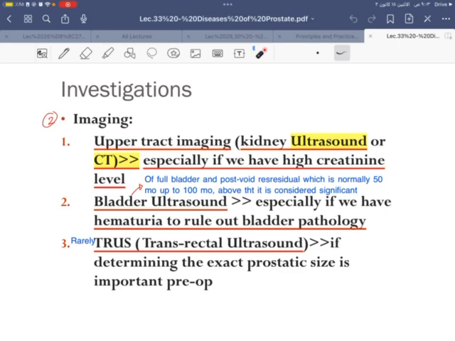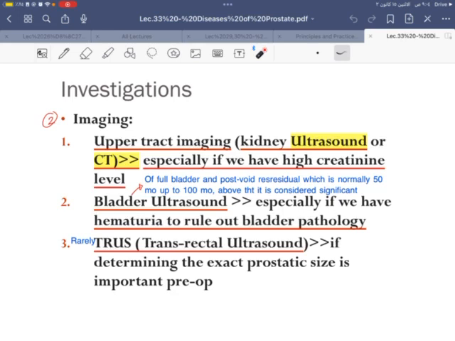Transrectal ultrasound: we usually do a transabdominal ultrasound, which is more convenient for the patient. And when do we resort to transrectal ultrasound? If you want to assess the size of the prostate properly, preoperatively. It gives you a more accurate prostate size assessment. Transrectal is more invasive and more inconvenient for the patient.